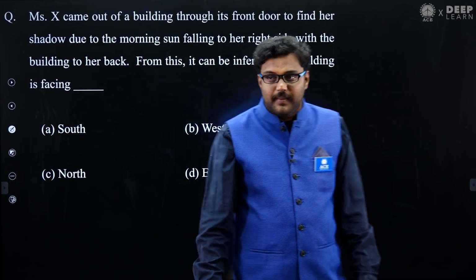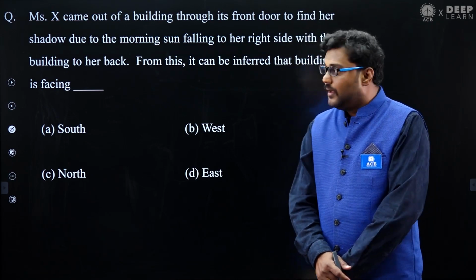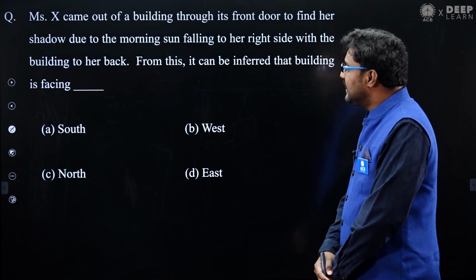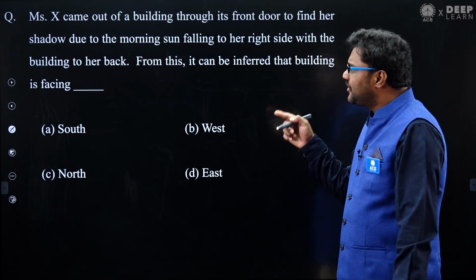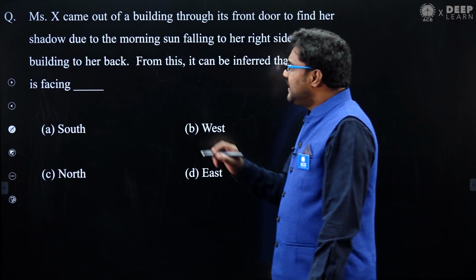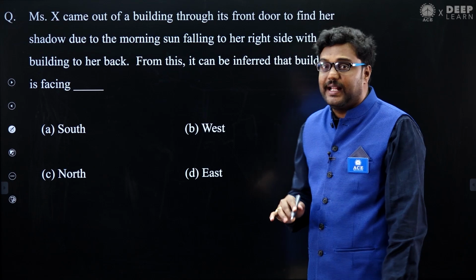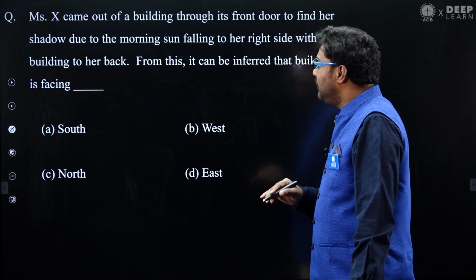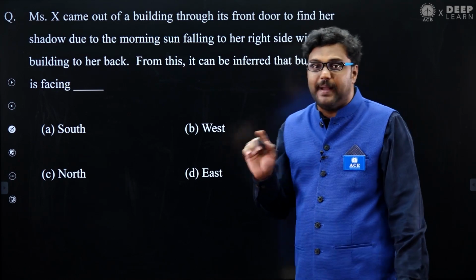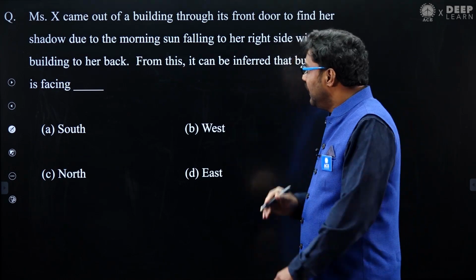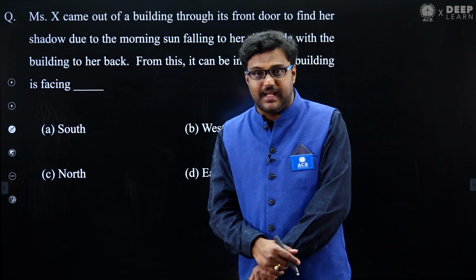So this next question, my dear friends, is related to directions. And in this question especially there is some ambiguity. Read the question. Miss X came out of a building through its front door to find her shadow due to the morning sun falling to her right side with the building to her back. From this it can be inferred that the building is facing which direction.